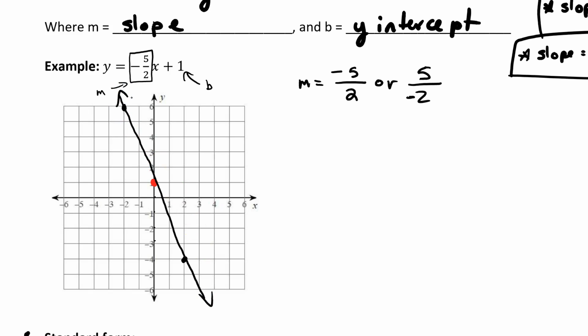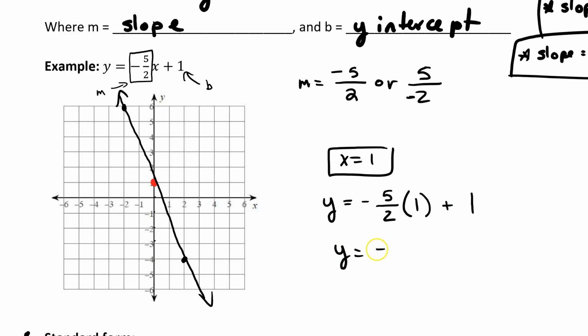Now here's the cool thing. You can always pick a point on this line and plug it into the equation, whether it be your x or your y value, and you can solve it for your x value or your y value, whatever you want. So say I put in x equals 1 into this equation here. So what is my y value? Well, y equals -5 over 2 times 1 plus 1. Y equals -5 over 2 plus 1.